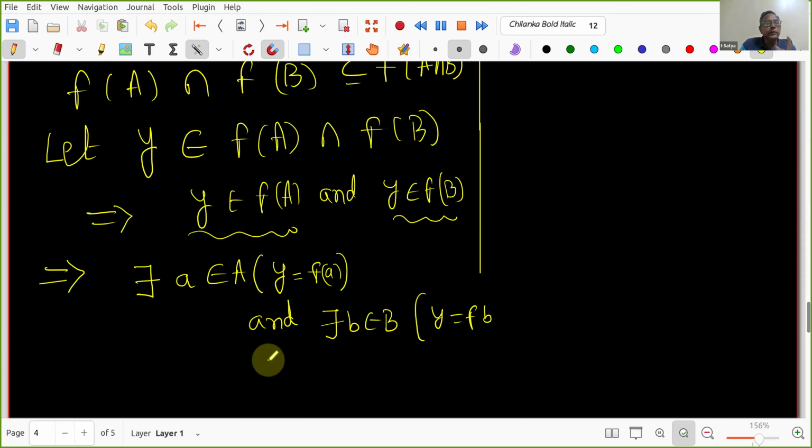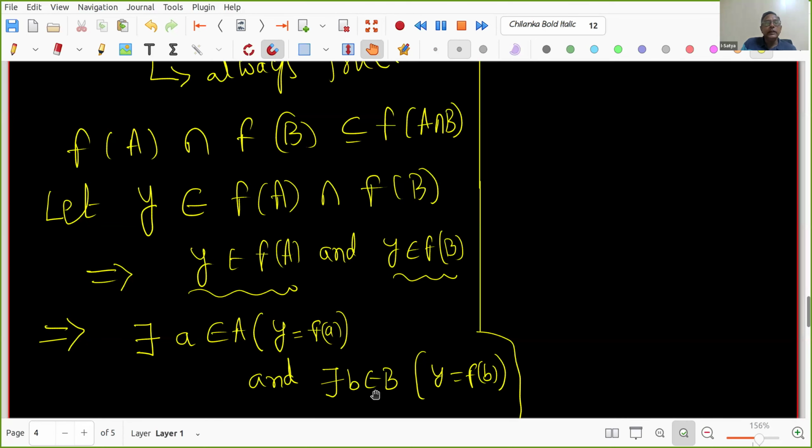All of you, this is a very important step. Remember what Gaurang is saying: be careful and tell me. There exists a in A such that y is equal to f of a. There exists b in B such that y is equal to f of b. But our goal is to show, if it is true or not, we don't know, that there is some x in A intersection B such that this a is coming from A and this b is coming from B, right? So be careful and tell me what next.